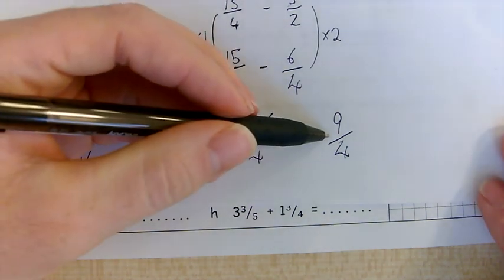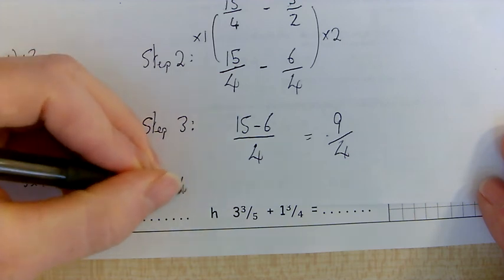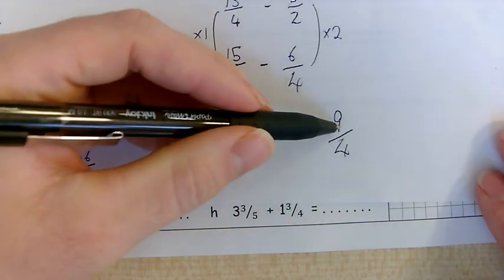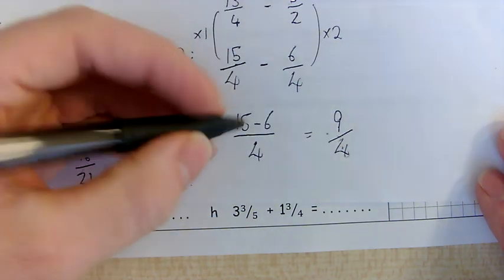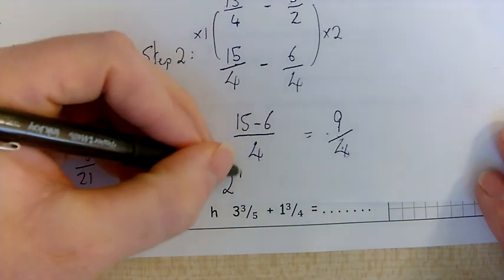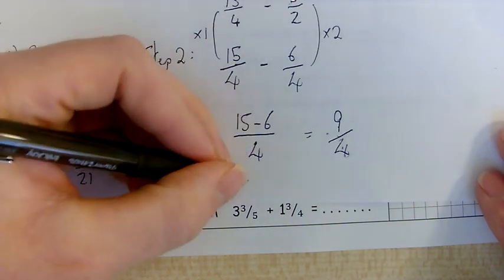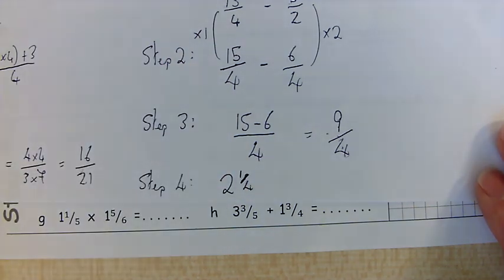But at the moment it's top heavy, it's an improper fraction, so our last step is always change it back into a mixed number. This is 9 divided by 4. So how many 4s go into 9? 2 of them go in, and there's 1 left over. So 2 times 4 takes me to 8. So we got a quarter left over. So that's what it looks like as a mixed number. 2 and 1/4.